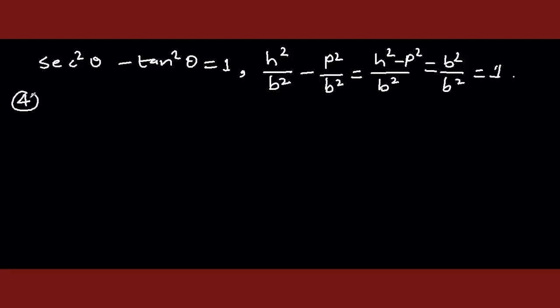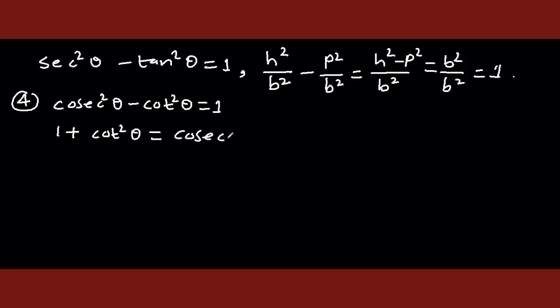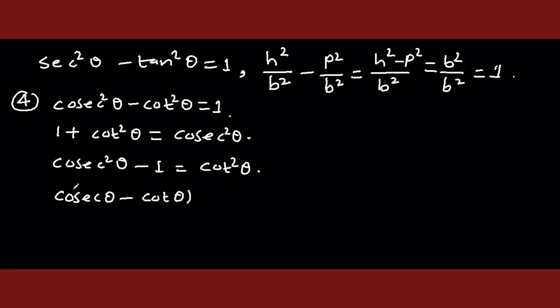Now next formula is cosec square theta minus cot square theta is equal to 1. You can write this as 1 plus cot square theta is equal to cosec square theta. You can write this as cosec square theta minus 1 is equal to cot square theta. You can also write this as cosec theta minus cot theta into cosec theta plus cot theta is equal to 1.